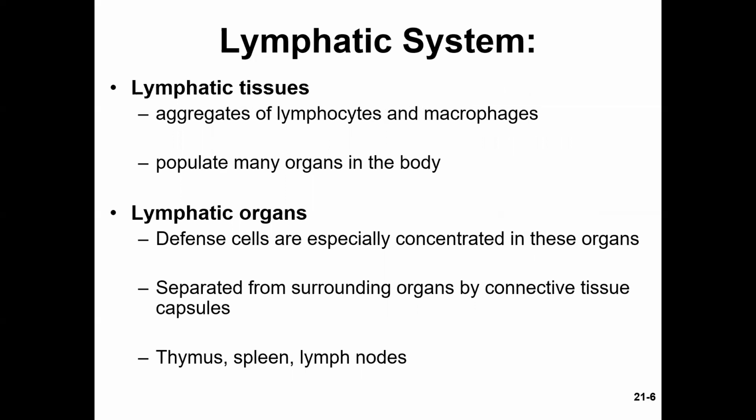Lymphatic tissue is what happens when there's an aggregate of lymphocytes and macrophages in that tissue, and they populate many organs in the body. Lymphatic organs defend cells and are especially concentrated in the organs where lymphatic tissue is located. They're separated from surrounding organs by connective tissue capsules. Examples would be the thymus, the spleen, and all the lymph nodes.